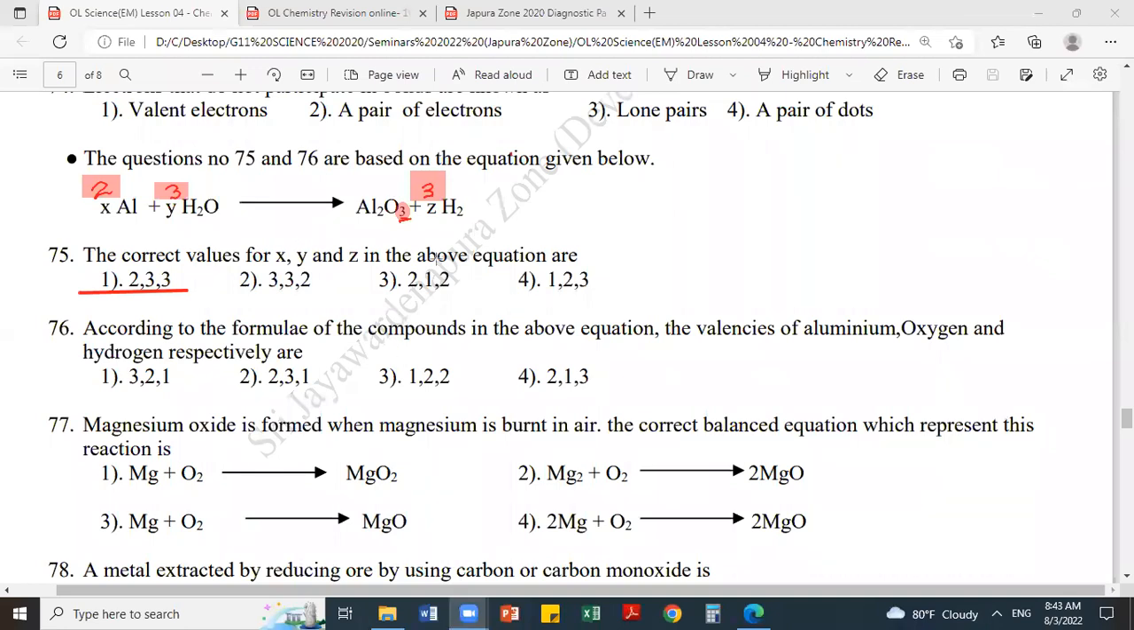Question number 76. According to the formula of the compound in the above equation, what are the valencies of aluminium, oxygen and hydrogen? Basically, if you know the group to which it belongs, you can easily tell the valency. Aluminium is under group 3, therefore valency 3. Oxygen is under group 6, therefore valency 2. Hydrogen is under group 1, therefore valency 1.